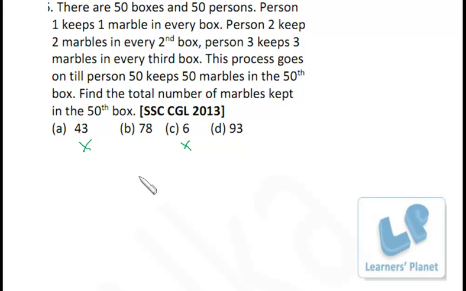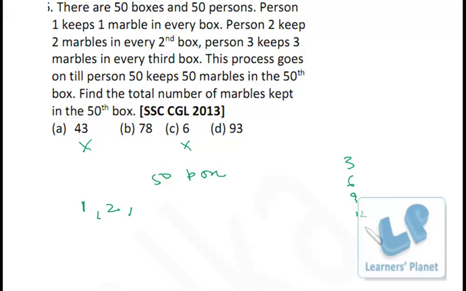So precisely, in the 50th box, what will happen? The persons who put marbles in this box will be the ones whose numbers are factors of 50, right? The first person is keeping a marble in every box, so definitely. The second person is keeping marbles in every alternate box, so he will also go to the 50th box. The third one will not go to the 50th box because he puts marbles in 3, 6, 9, 12, and so 50 will not come in his case.